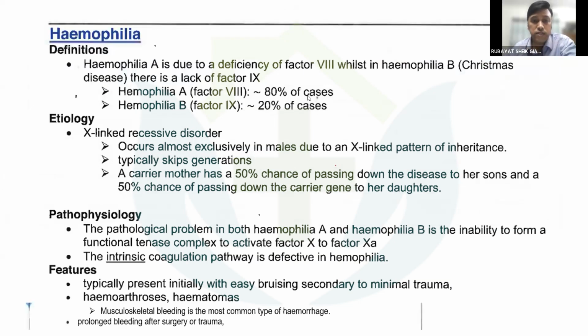Okay, now let's go through the individual conditions. Hemophilia, you're all familiar with. It's a coagulation disorder where there is deficiency of factor 8 in most cases and also factor 9 in 20% of cases. So you have two types of hemophilia, hemophilia A and hemophilia B, due to factor 8 and factor 9 deficiency. Okay. So the important point, these are X-linked recessive disorders.